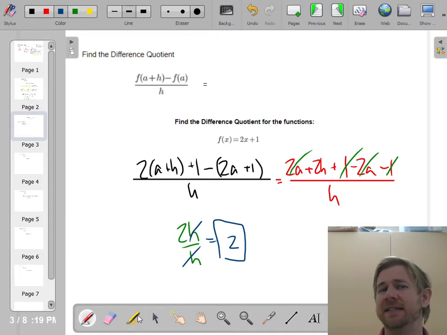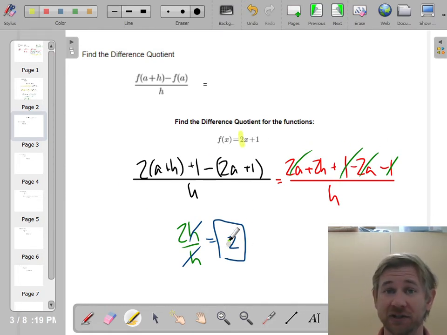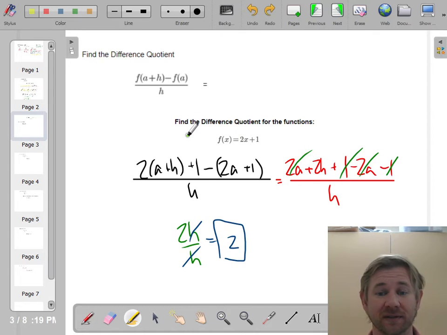I said we'd talk more about it later, but this is a good one to mention. The difference quotient is finding the slope of a tangent line at a point. This is a line. The slope at any point is going to be 2. So you can see that all this stuff canceled out, and the answer just was the slope, 2. Since it is a line, it always has the same slope, always, so the slope is 2.